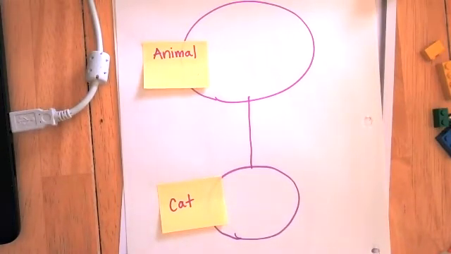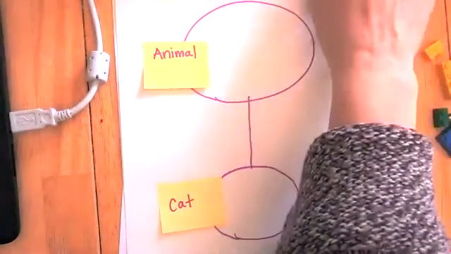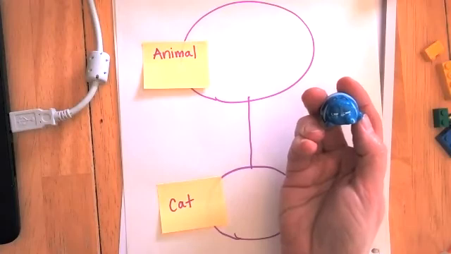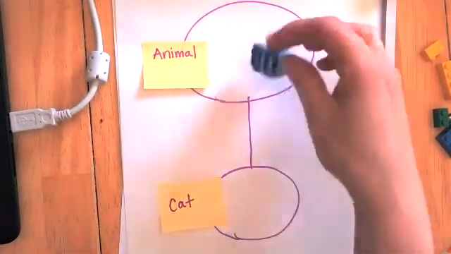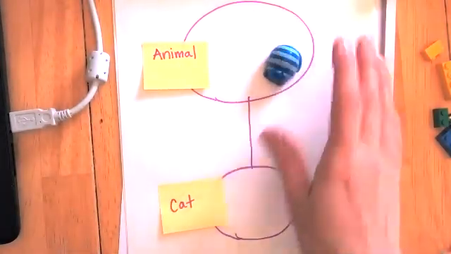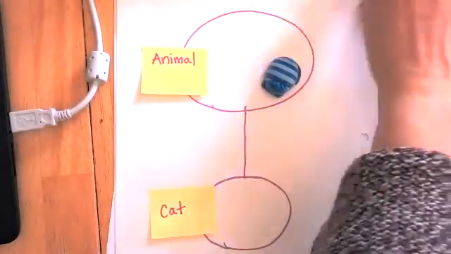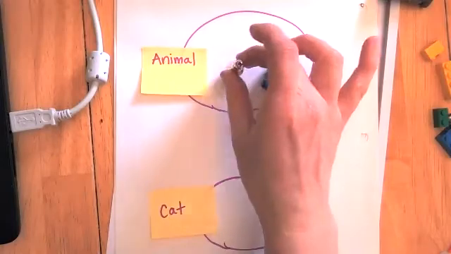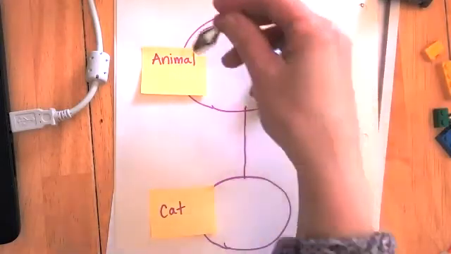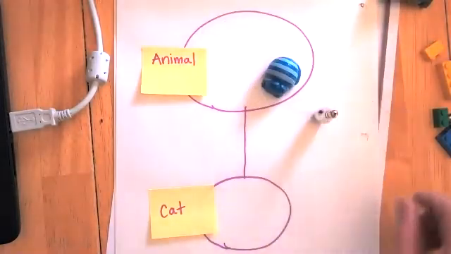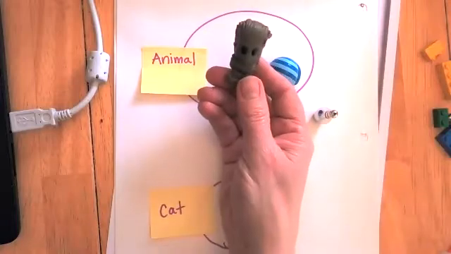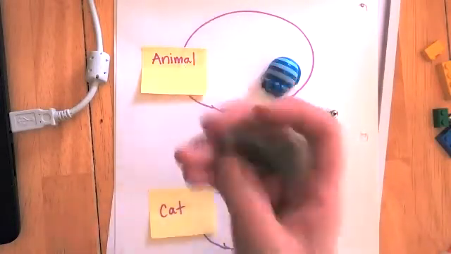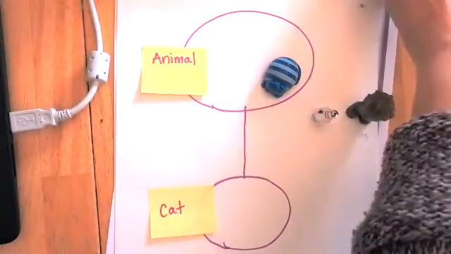So I've got some different kinds of things here. First thing I have is this. This is a blue cat. It is an animal. So for now, I'm going to just put it in the animal circle. Here I have a bowling ball pin. That is not an animal. So what am I doing? I can't put it there. It has to go outside. This is Groot. Groot is really not an animal. So Groot has to go out.